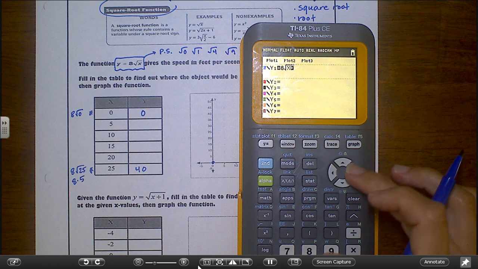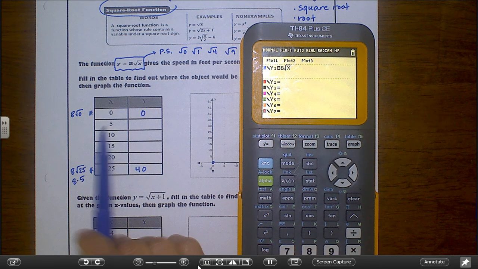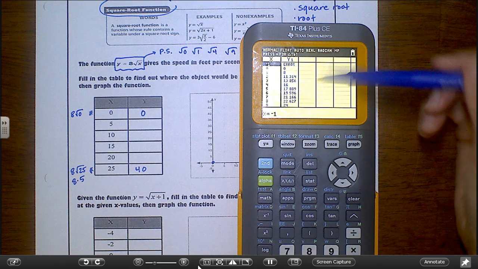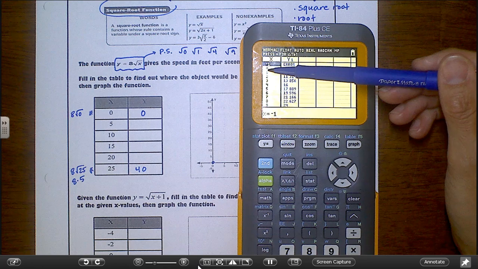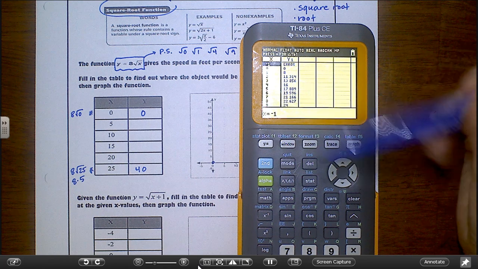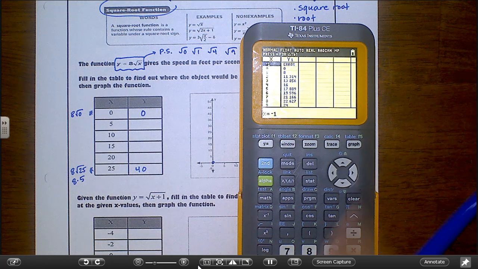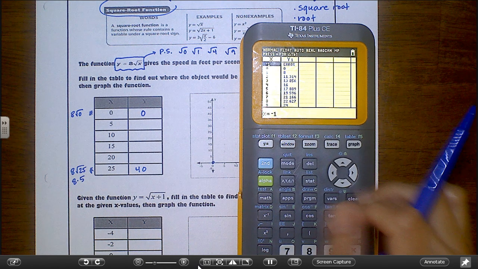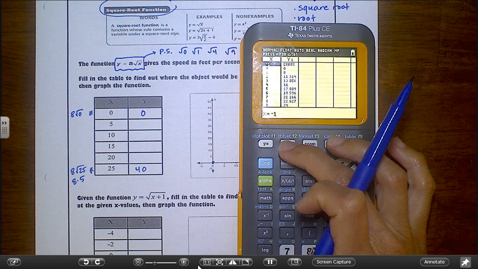And put x. Now, I want these particular values in a table. If I go to a table, I can do one of two things. I can just look for 1 and 5 and 10, but I'd be scrolling down a lot. So remember, we haven't done this in a while. You can set your table differently. So above window is table set.